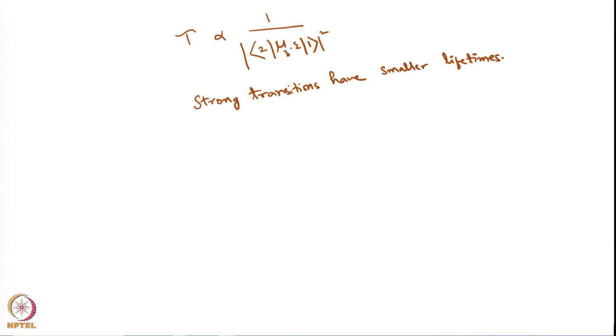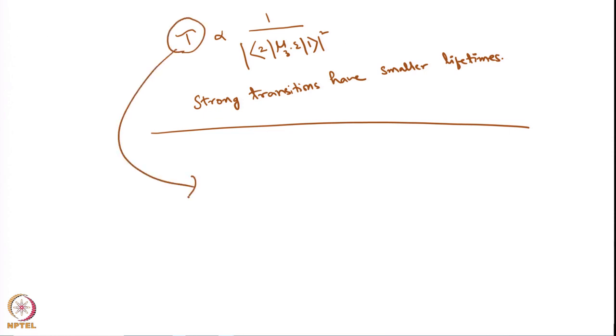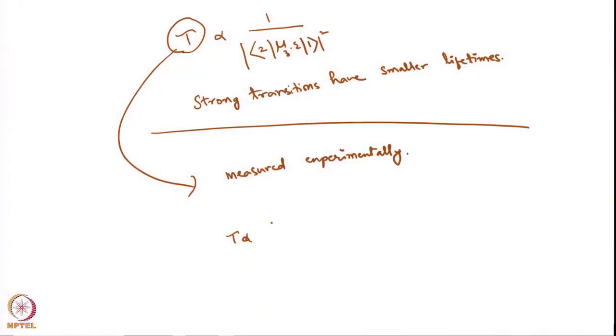Now, the tau value can be independently measured experimentally. Of course, tau is multiplied by a lot of constants. But there is another factor that is also important, which is that A has this nu cube. So tau is also proportional to 1 over nu cube, 1 over nu cube into the transition dipole square.